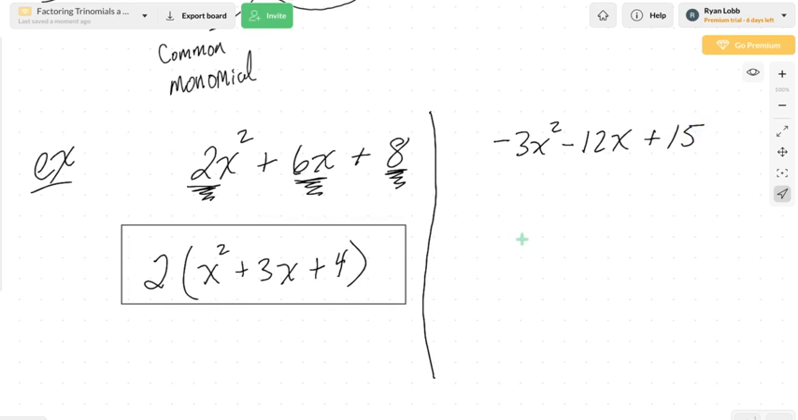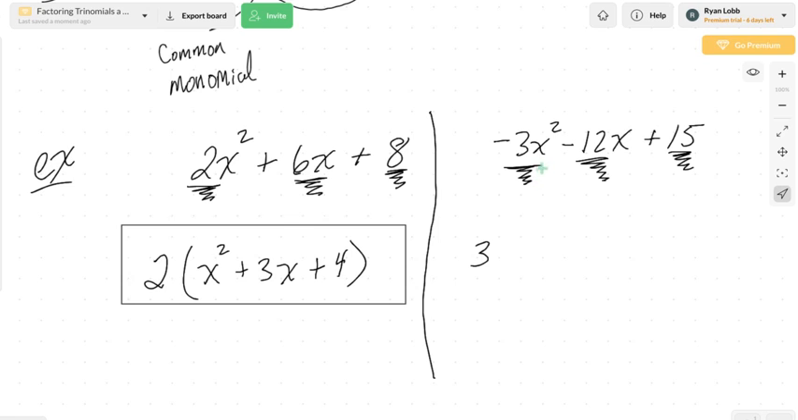Okay, so what's in common here? What's in common with negative 3x squared, negative 12x, and 15? What's a common factor? Well, 3 and 1. 12 has factors of 2, 3, 4, 6, and 12. 15 has factors of 3, 5, and 15. So what's in common? Well, clearly a 3. Okay, so 3 is in common.